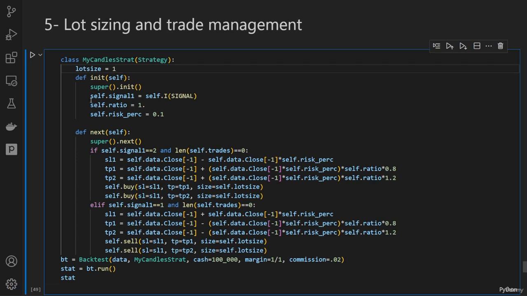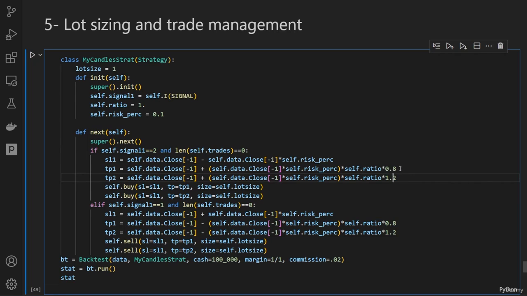So now let's define the ratio and the risk percentage that we have used in previous strategies, in previous tests. And if the signal is equal to 2 and we don't have any open trades, now I'm going to define one stop loss distance, that we have seen before, but also we're defining two take profit values. One that is equal to whatever we have used before times 0.8. And the second one is equal to whatever we have used before times 1.2. It means that we have two take profit levels, one that is closer to the entry point than the other one. So one is close, one is far.